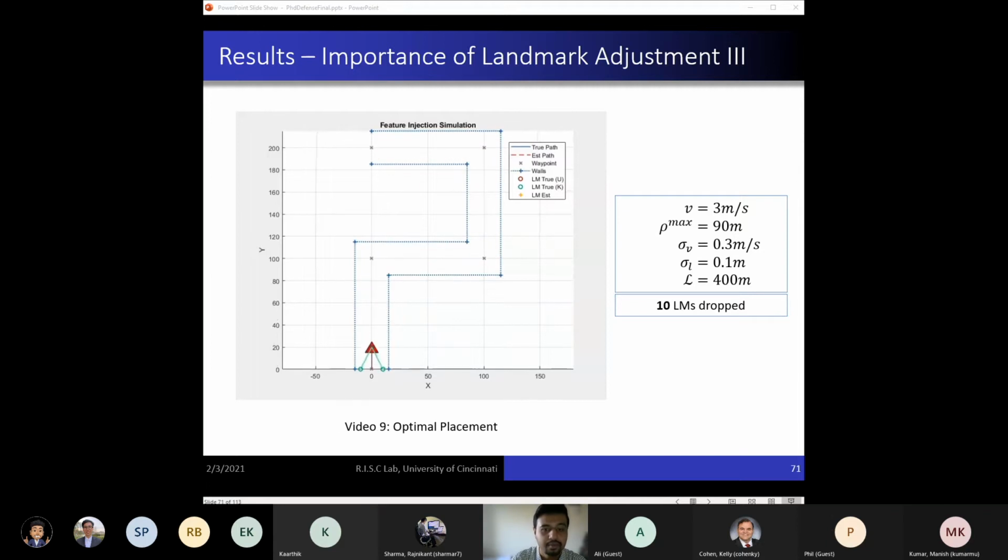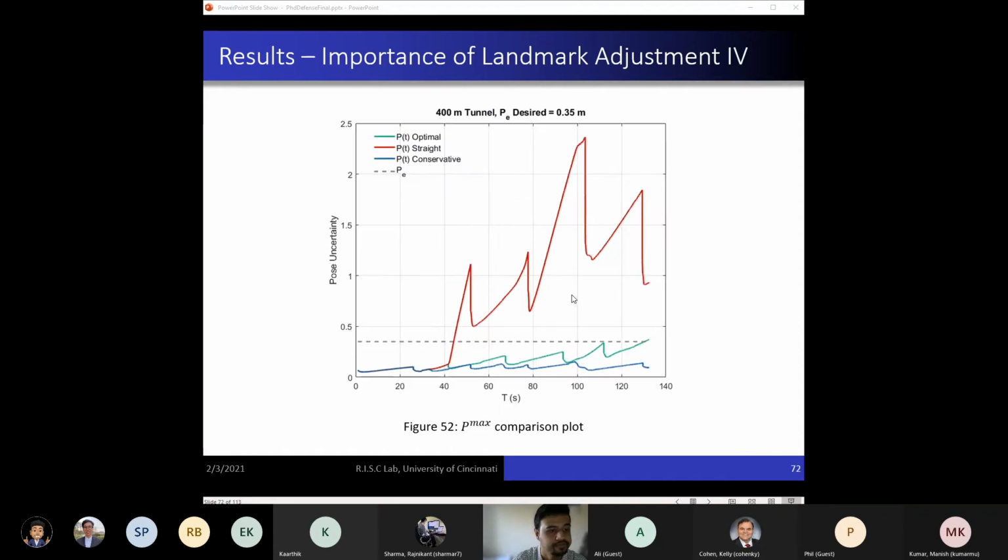In the third video, we see that using the drop location adjustment algorithm, we not only keep the PT in check, but also notice that we did not require any extra landmarks than what was required for the straight case. However, for different scenarios, we have noticed that we may end up needing 2 to 4 extra landmarks in the end, if at all we need extra landmarks. Figure 52 illustrates the difference for Pmax quite vividly.